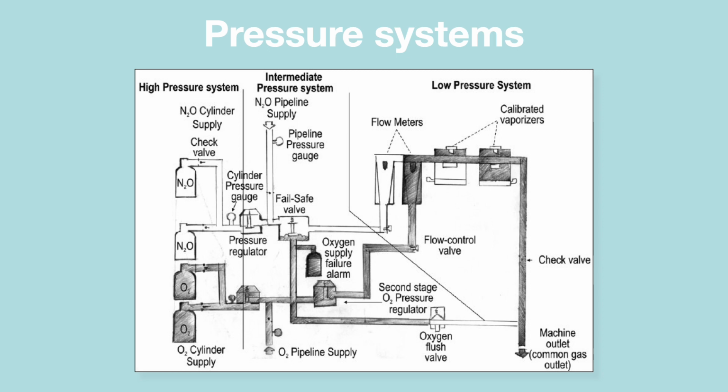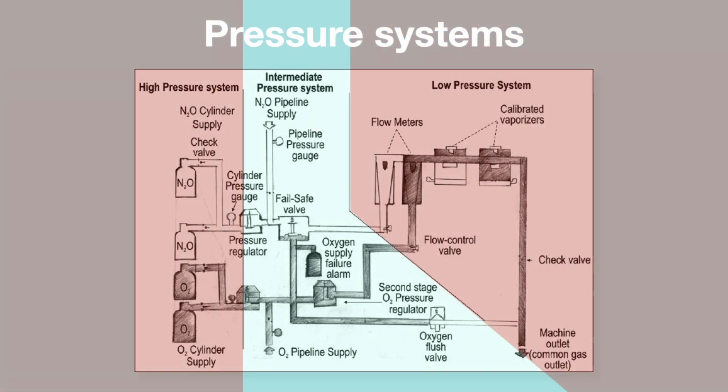In the high pressure system, we have got cylinder supply. In the intermediate, we have got pipeline gas supply. And in the low pressure system, we have mainly got the vaporizers, flow meters and the common gas outlet. What they'll ask you about is the intermediate pressure system.